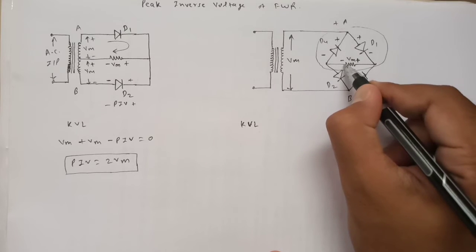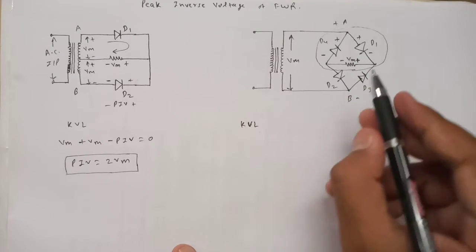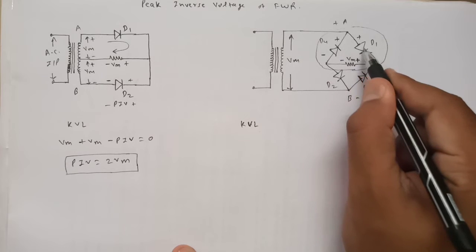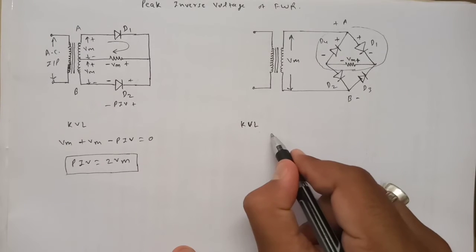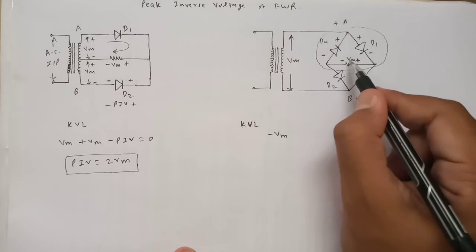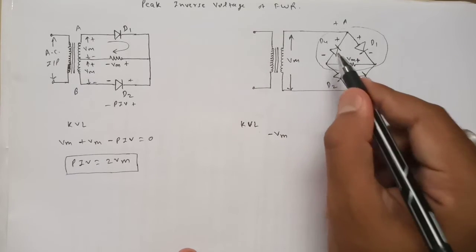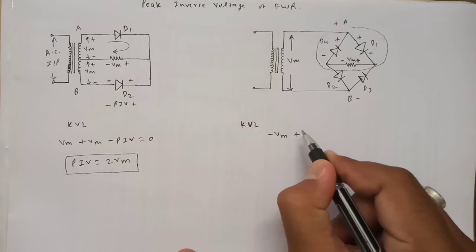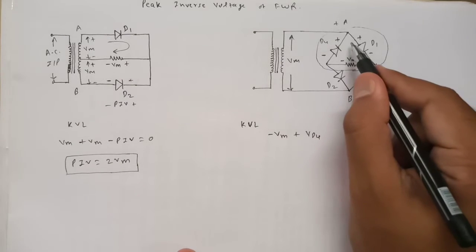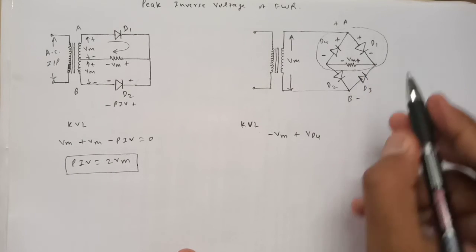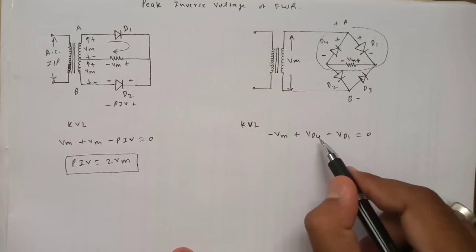Why is this convention like this? Because the current is flowing from right to left. So with this convention, let us apply the KVL. Let's start flowing in this direction. From Vm, I am moving from positive to negative end, that's why I have minus Vm. Then for this diode I am moving from minus to plus, so it is plus VD4, meaning the voltage across diode D4. And for this diode I am moving from positive to negative, so it's a minus VD1, is equal to 0.